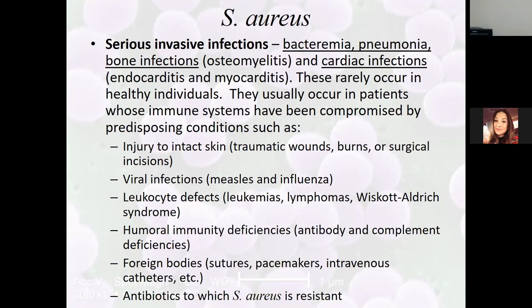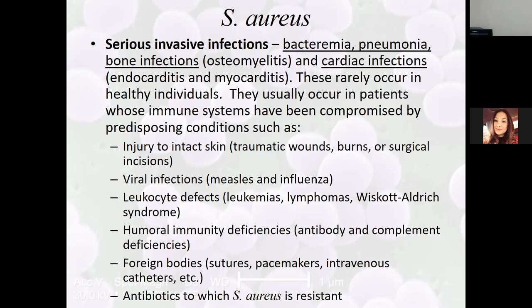So if we're drawing blood cultures in a cancer unit, and we're drawing blood cultures on a little lady that just had chemo, we don't need to be careless. We need to be cautious. We need to make sure we're not introducing staph aureus anyway. Cool, okay? Injury to intact skin, viral infections. These are the predisposing issues.